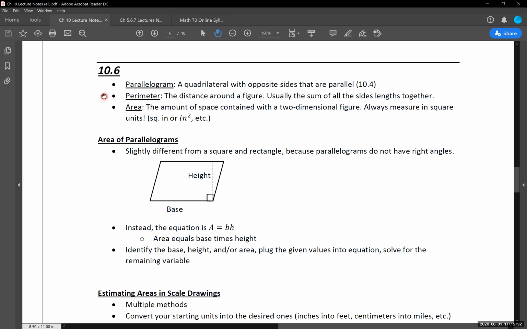I think the main exception to this one is the circle, and that has its own special, unique way of solving that. But again, we're going to get to those later on.